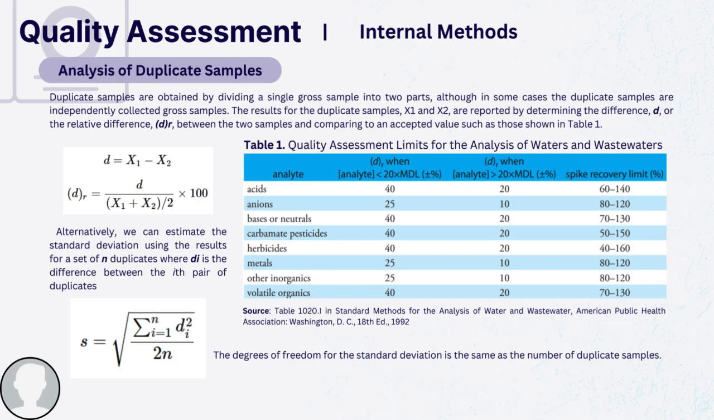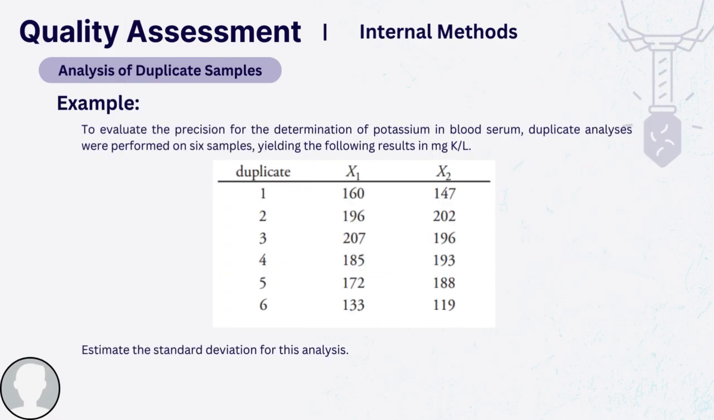Alternatively, we can estimate the standard deviation using the results for a set of n duplicates, where d sub i is the difference between the ith pair of duplicates. The degrees of freedom for the standard deviation is the same as the number of duplicate samples. If we combine duplicate samples from several sources, then the precision of the measurement process must be approximately the same for each. As an example, to evaluate the precision for the determination of potassium in blood serum, duplicate analyses were performed on 6 samples, yielding the following results in milligrams per liter.